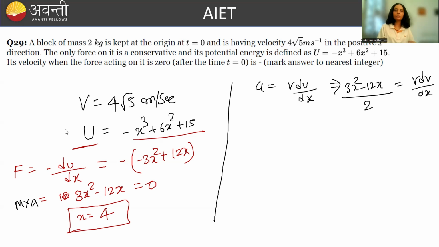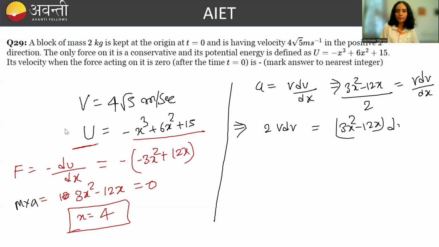Now write the same variable on the same side. So this will become 2v dv is equal to 3x square minus 12x dx. We have to calculate velocity. Initial velocity is 4√5 when x is equal to 0. And when x is equal to 4, we have to calculate the velocity.